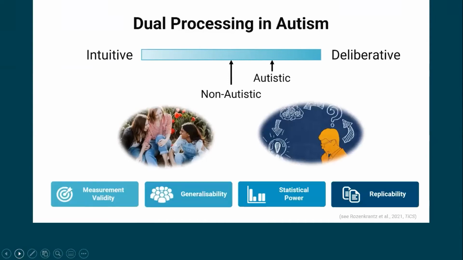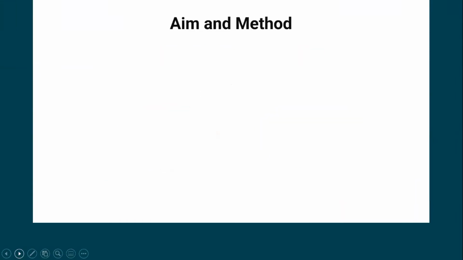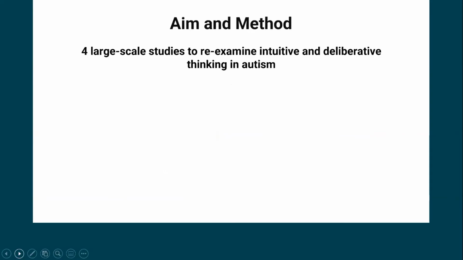However, research exploring the theory to date has been limited by a number of issues around measurement validity, the use of small underpowered samples which lack generalizability, and the lack of replication studies. So to investigate this theory further, we conducted 4 studies to re-examine dual processing in autism and addressing some of these issues.